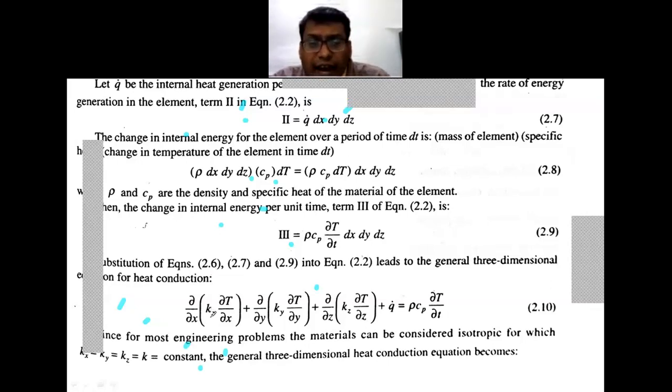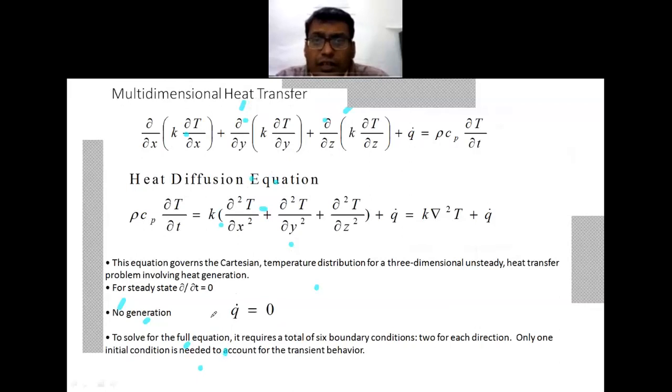Now Kx, Ky and Kz, we are considering the same material. So the thermal conductivity in all three directions is the same, and that can be replaced with K only. So the three dimensional heat conduction equation I can write as delta by delta x of K delta T by delta x, plus delta by delta y of K delta T by delta y, and in the z direction likewise, plus Q dot, the heat generation, equals rho Cp delta T by delta t.